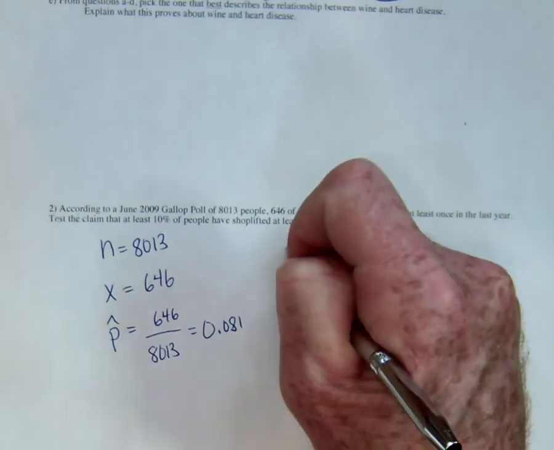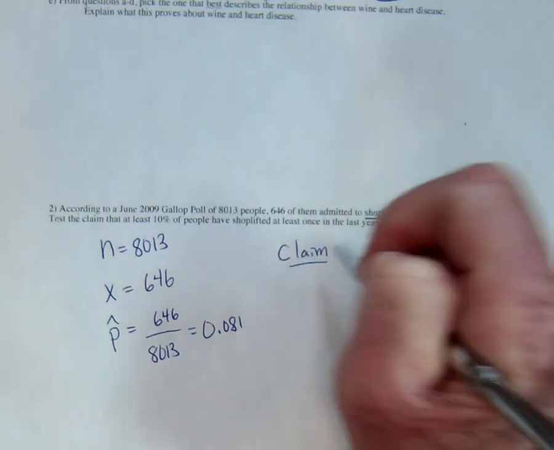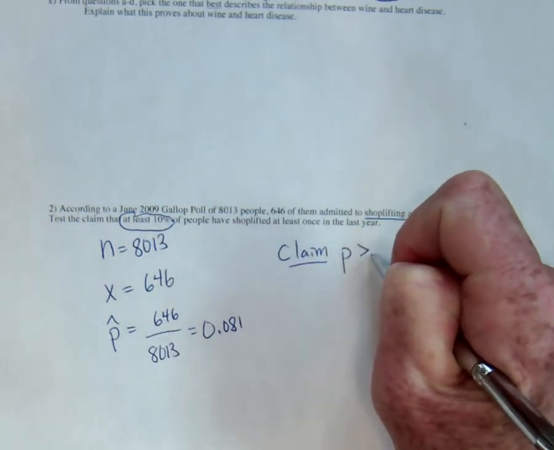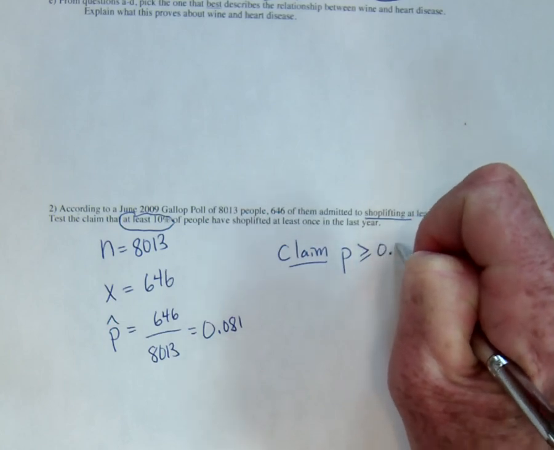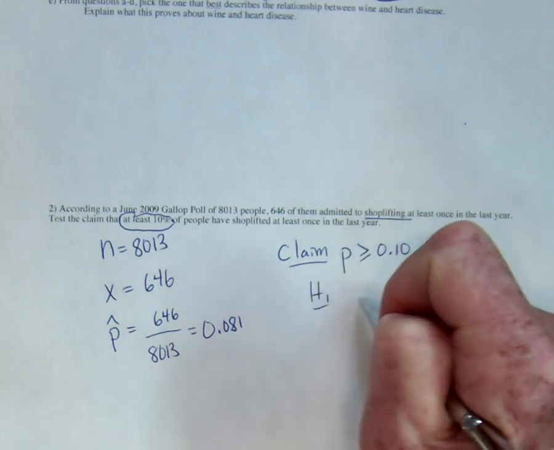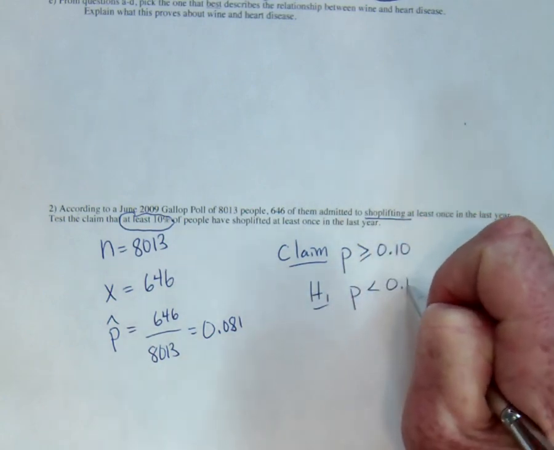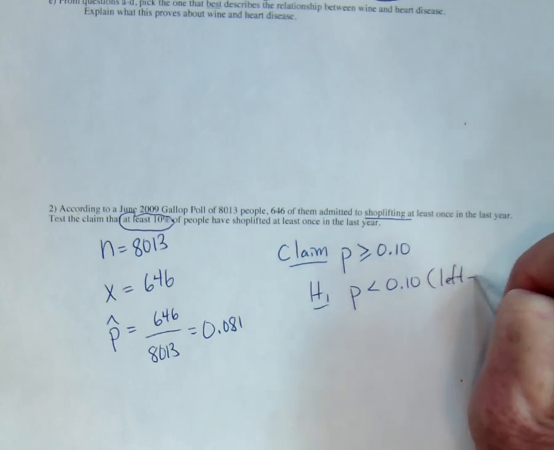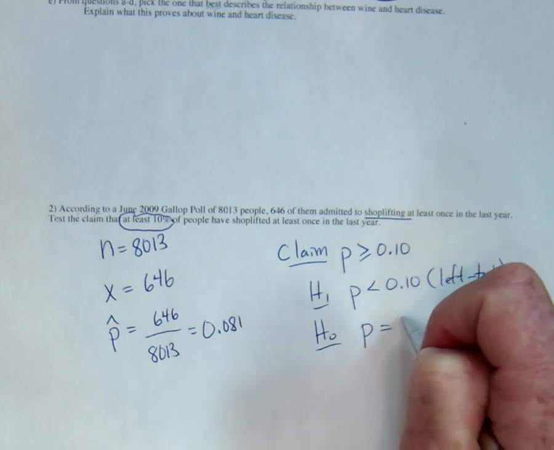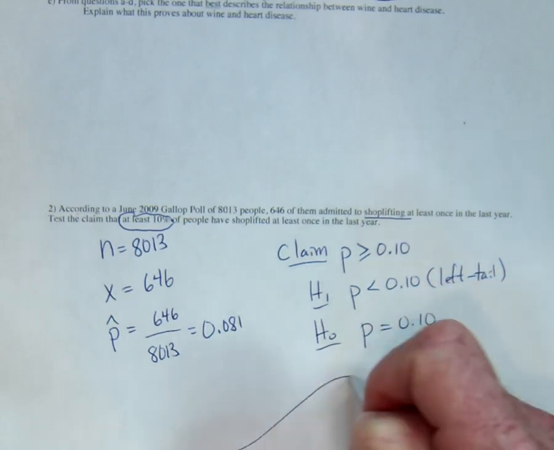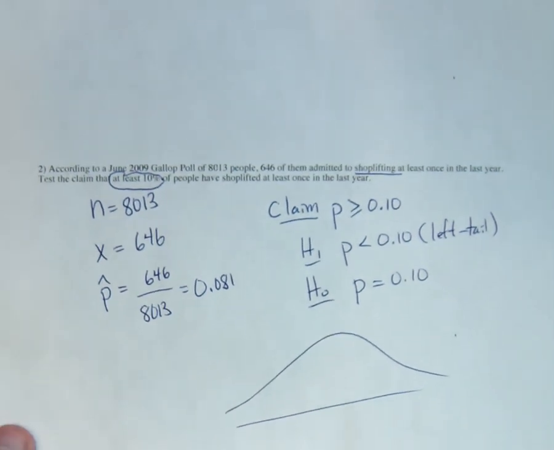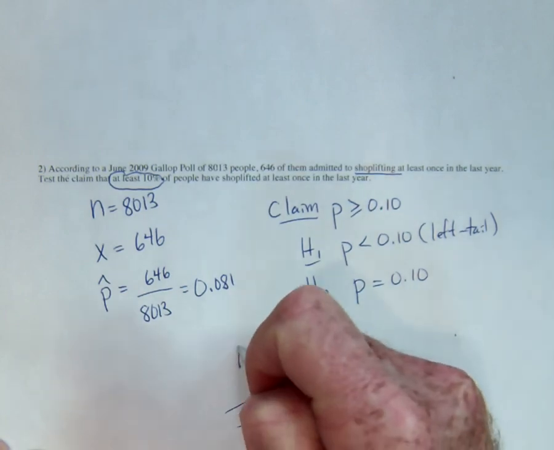Now test the claim. So the claim is about a percentage, and it's at least 10%. So the claim is that the percentage is at least, which means bigger than or equal to, 10%. So H1 would have less than, which is going to make it a left-tailed test. H sub 0 has equals. And as I just mentioned before, if you're talking about a test of the proportions, that's going to be a z-test. So we're talking about table A2.